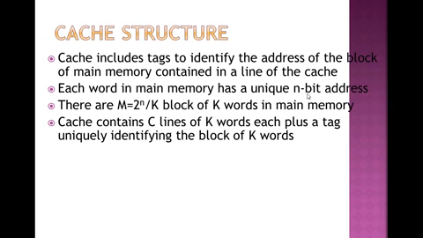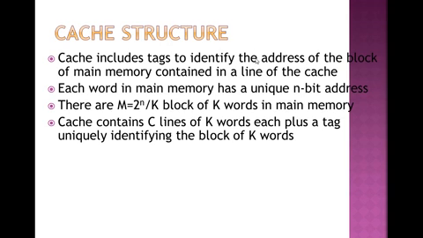Each word in main memory has a unique n-bit address. So every word of the main memory has a unique n-bit address. There are M equals 2 power n divided by K blocks of K words in the main memory. This is the number of blocks of K words available in the main memory. The next point says the cache memory contains C lines of K words each, plus a tag that is used to uniquely identify the block of K words.